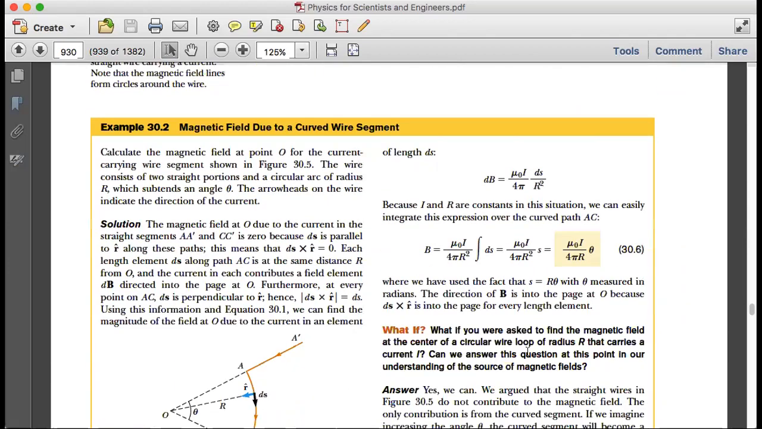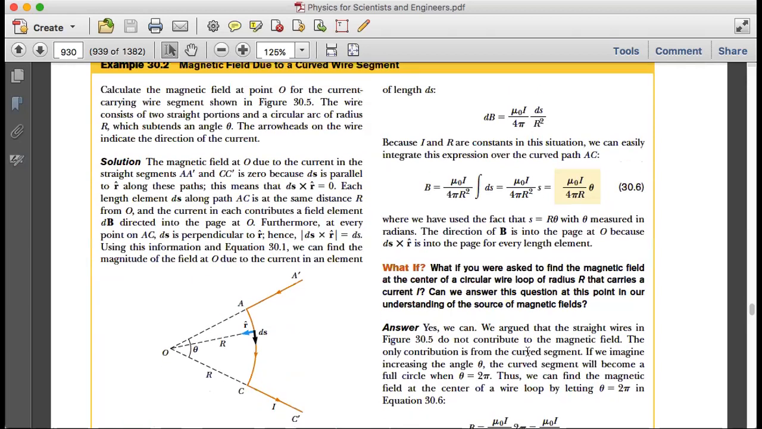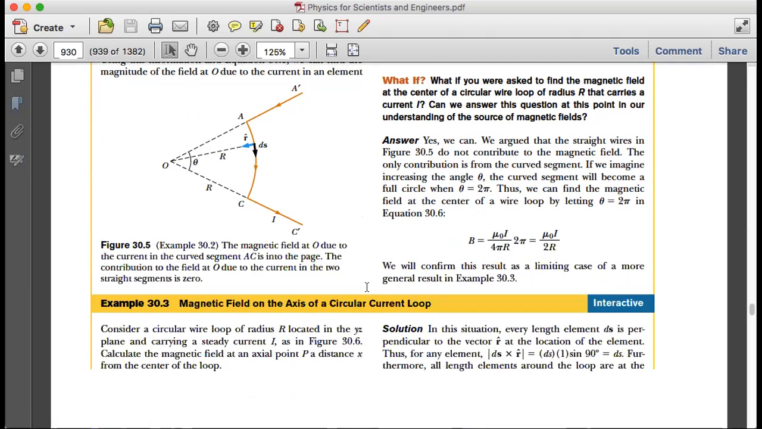Kemudian kita ambil contoh lagi untuk kawat berbentuk lingkaran, seperti ini. Ini theta di sini. Ini adalah medan magnetik yang dihasilkan dari kawat berbentuk busur seperti ini. Sedangkan A prime di sini itu 0, karena dl cross r-nya 0. Begitu juga yang di C, C prime. Jadi tinggal yang A ke C saja. Kalau satu lingkaran itu seperti ini.